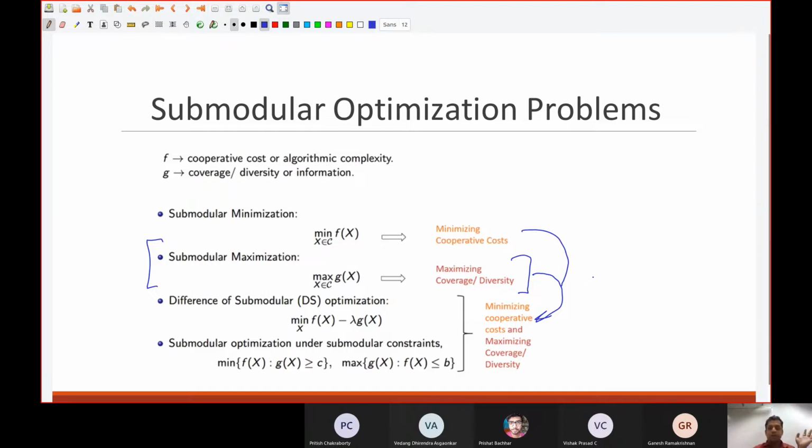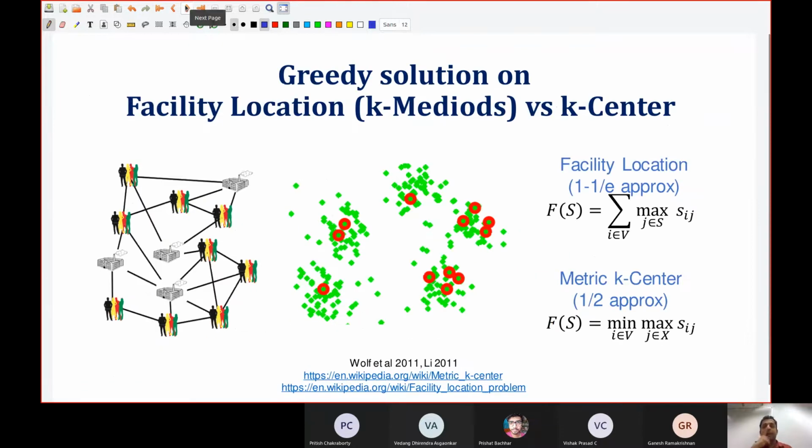We have also seen submodular optimization under constraints. You can also have submodular constraints. You have seen submodular cover, the dual problem, right? The homework problem. One last point here. You can also do greedy solutions on other problems, right? Like K-center. What is metric K-center?